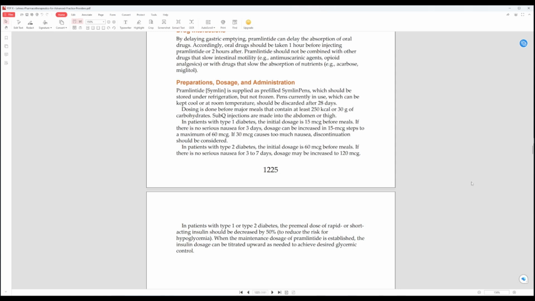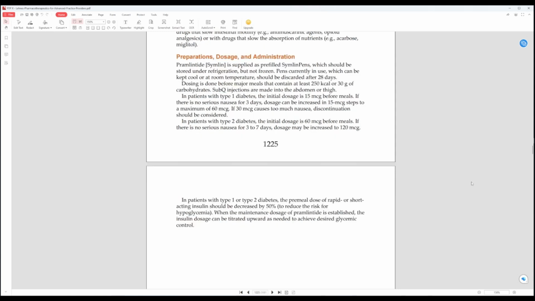In patients with type 1 diabetes, the initial dose is 15 micrograms before meals. If there is no serious nausea for 3 days, dosage can be increased in 15 microgram steps to a maximum of 60 micrograms. If 30 micrograms causes too much nausea, discontinuation should be considered. In patients with type 2 diabetes, the initial dosage is 60 micrograms before meals. If there is no serious nausea in 3 to 7 days, dosage may be increased to 120 micrograms.